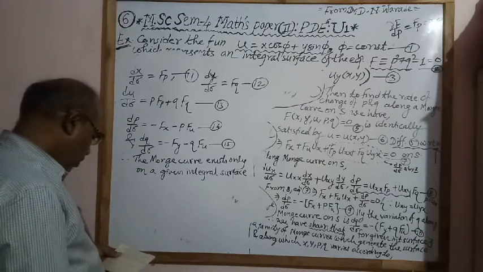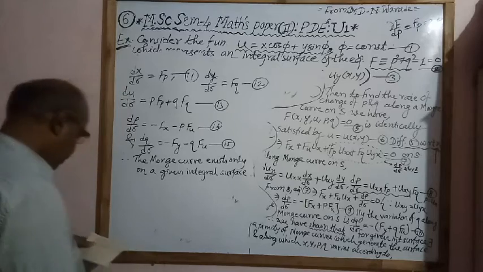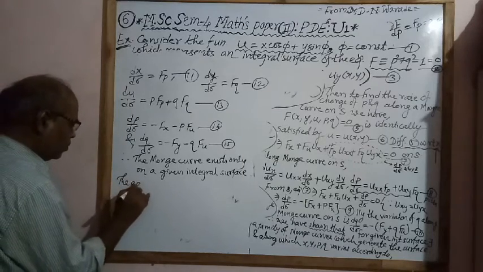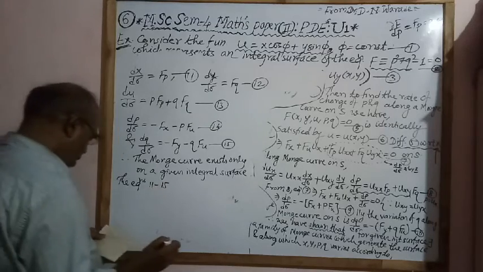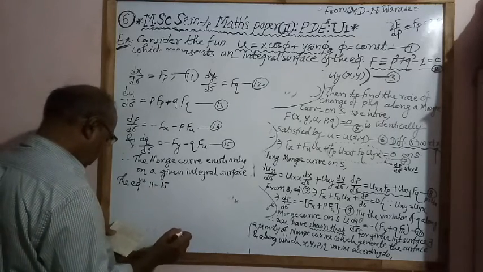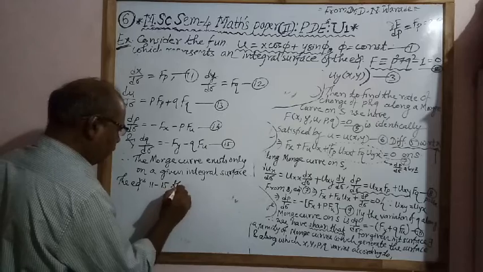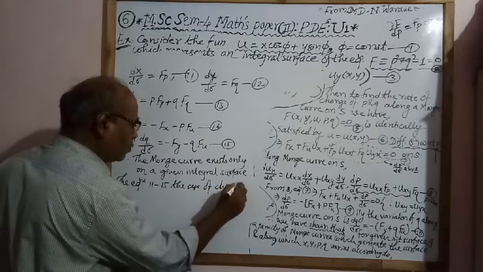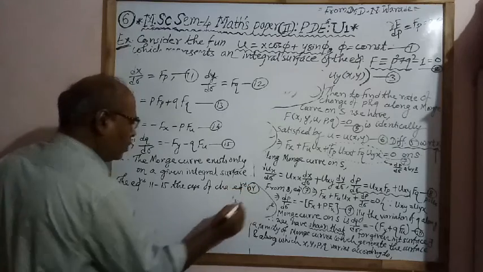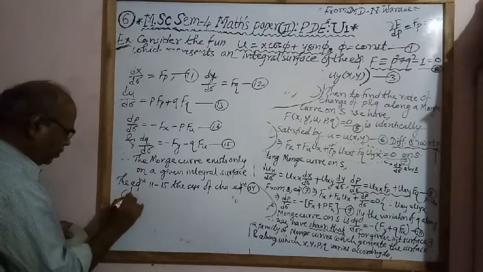The equations 11 to 15 form a set of equations. The equations 11 to 15 are called the system of characteristic equations, or characteristic equations.